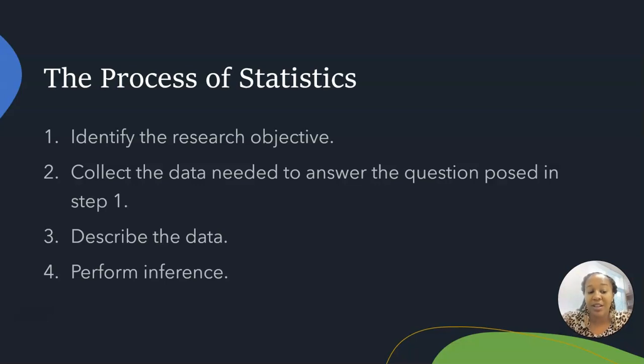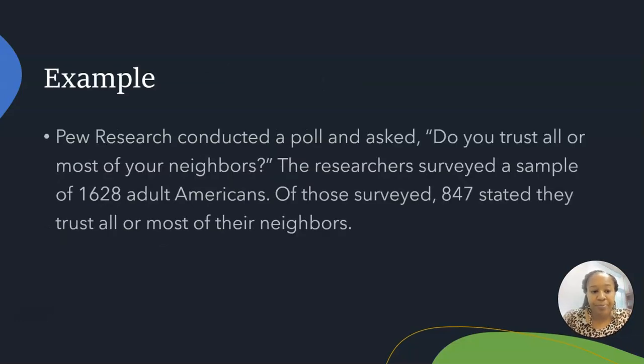Once you collect the data, the third thing that you'll do is describe the data. And then the fourth thing that you do is you'll perform an inference. And that's basically taking the information that you collected from the sample and making an inference about the population, the full population from it, okay?